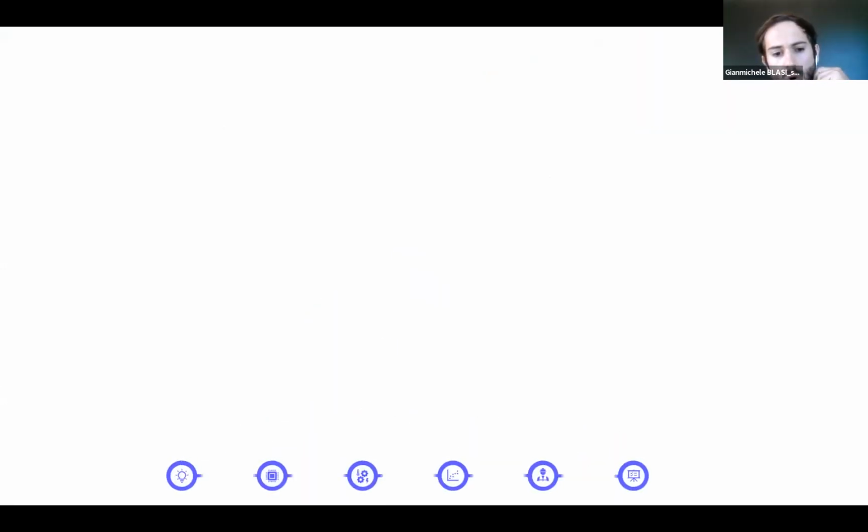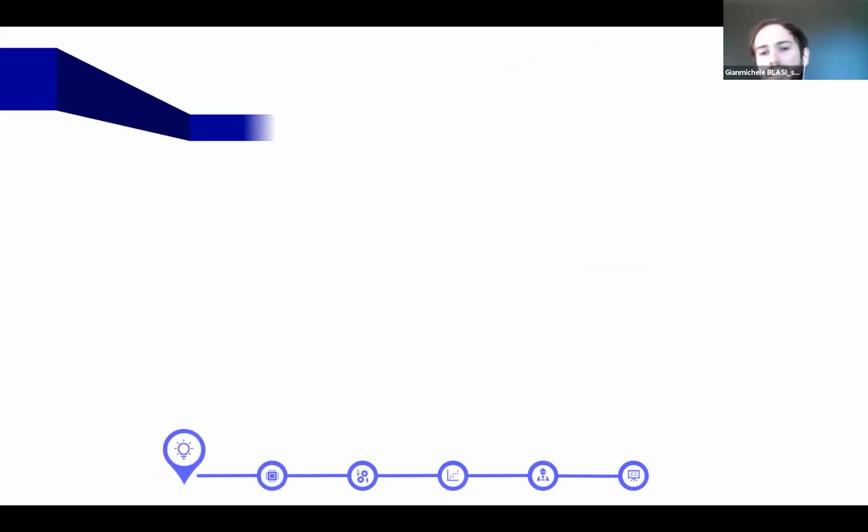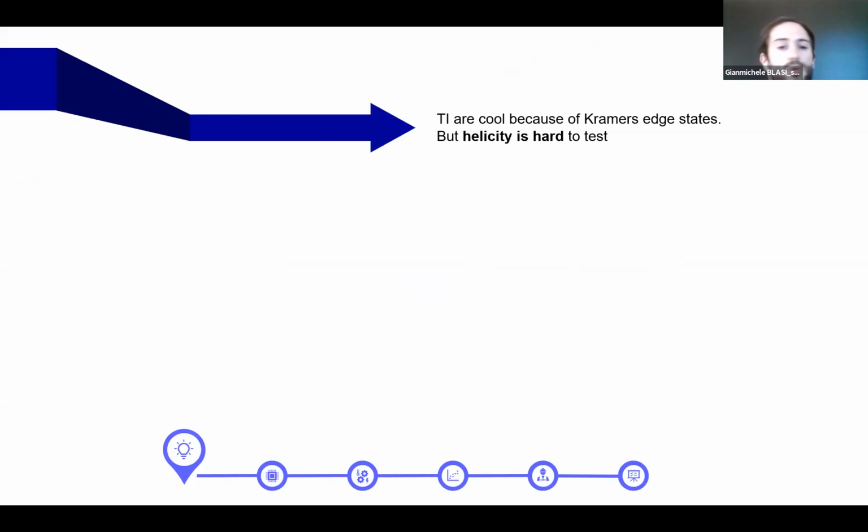But let's go with the main idea. First of all, it is known that the clearest signature of a quantum spin Hall phase in topological insulators is represented by the existence of these Kramers helical edge states, which propagate in opposite directions with opposite spin.